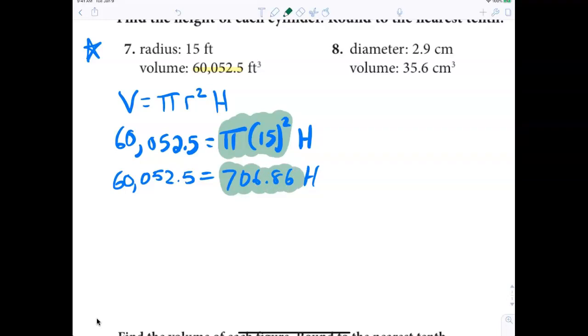I'm trying to figure out what's missing. The height is what's missing. You with me? So I'm kind of working backwards. But the first thing I have to do is do the multiplication.